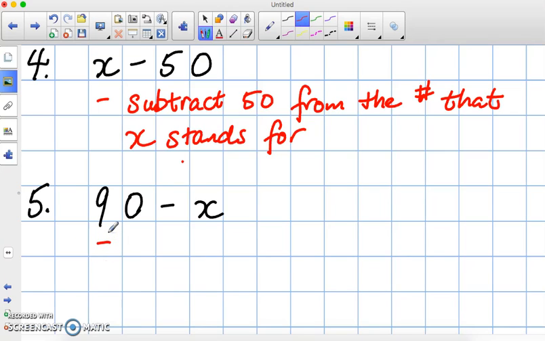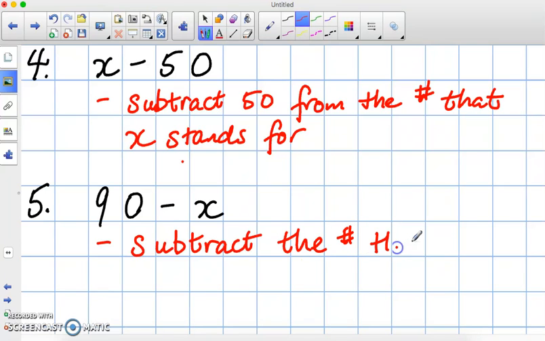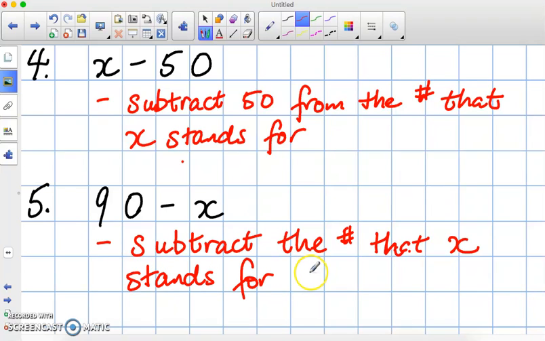So if you're checking your answer, you would subtract, because this is similar to example number 3, you would subtract the number that x stands for from 90, because 90 appears first. And remember, don't forget the "from" 90.